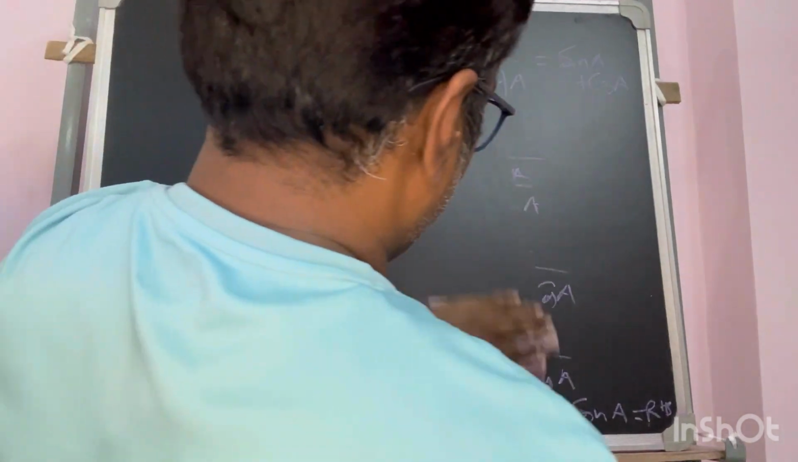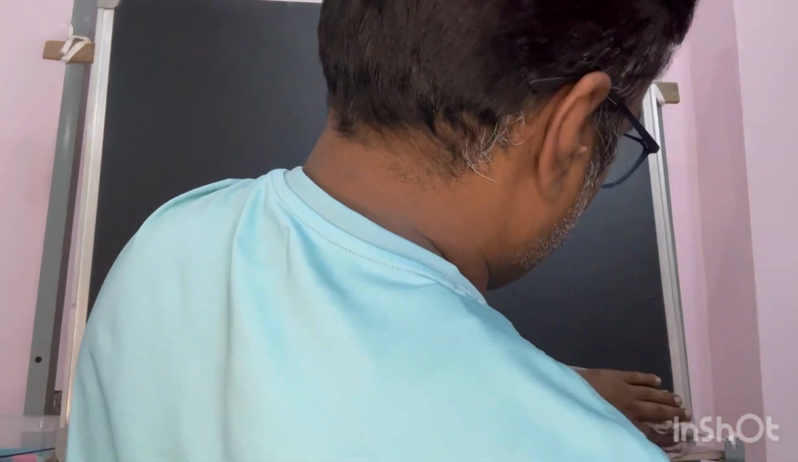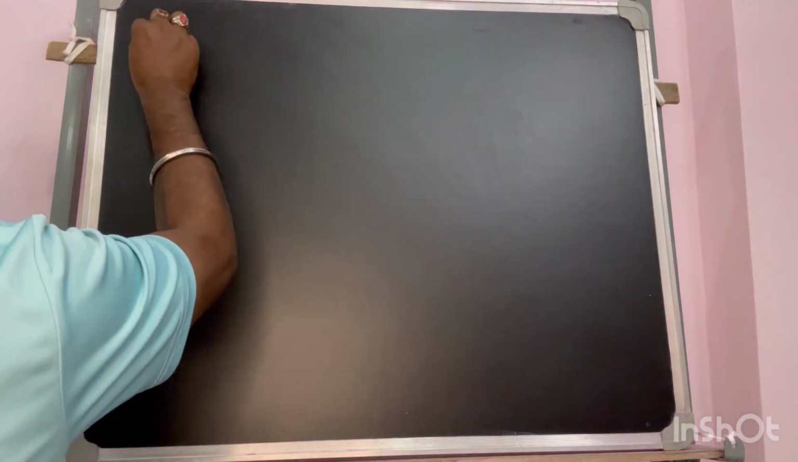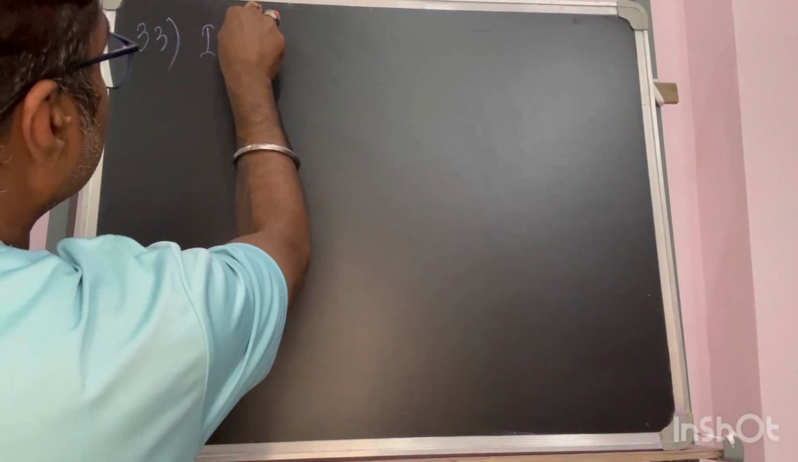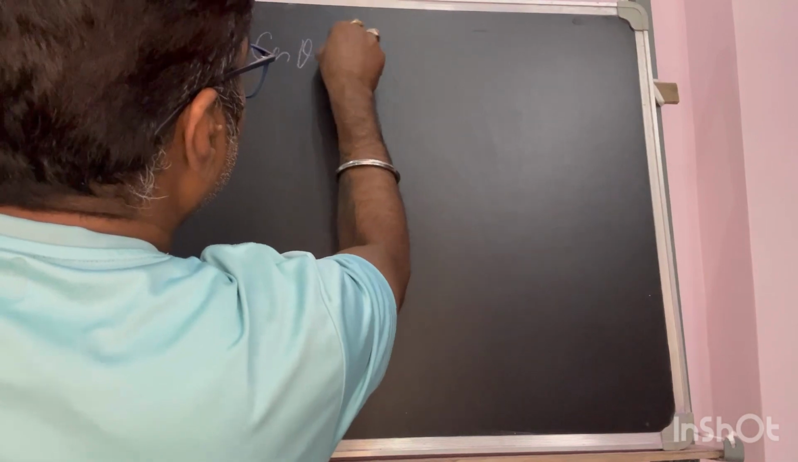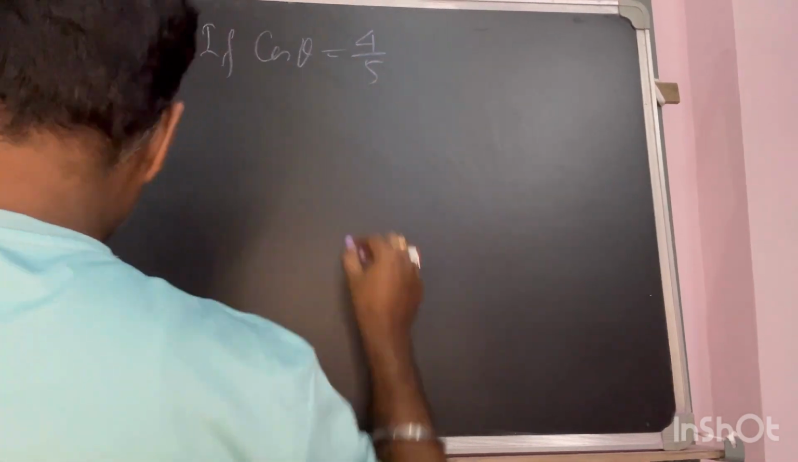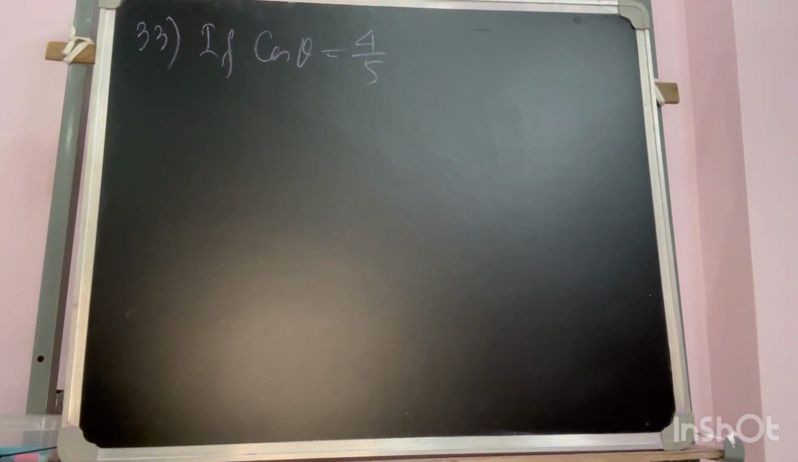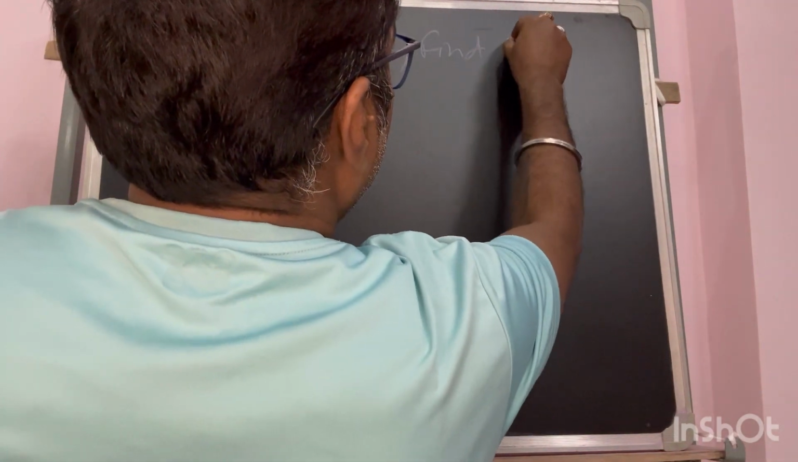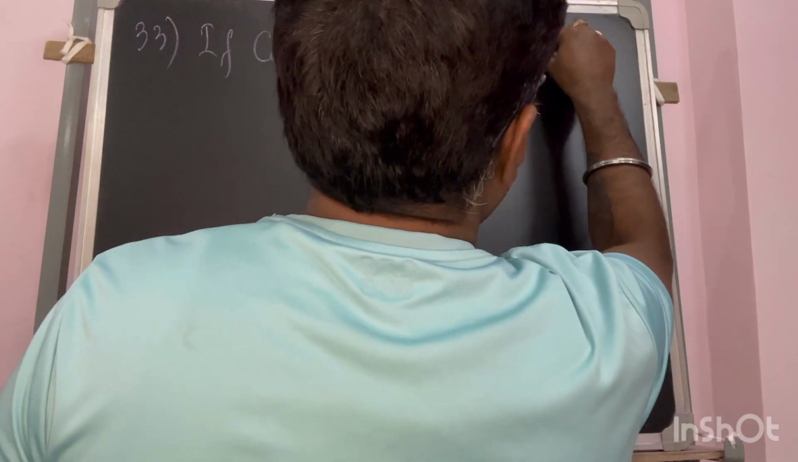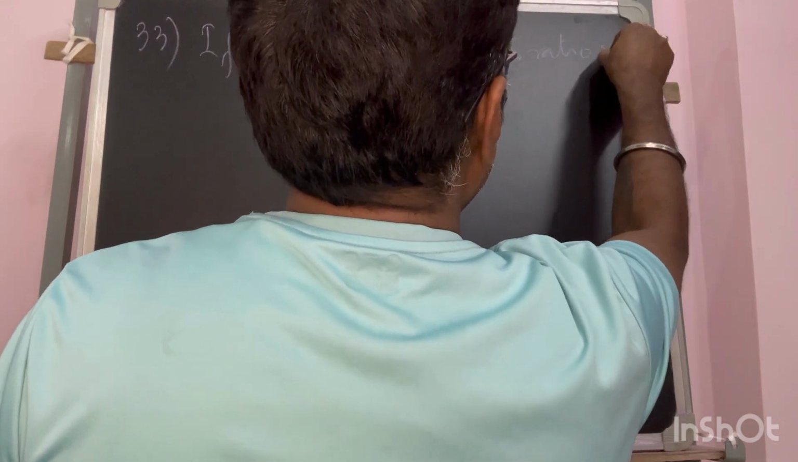Moving to 33. 33 says, very easy, if cos theta is equal to 4 by 5, find the 5 ratios. So what are the ratios we are having?